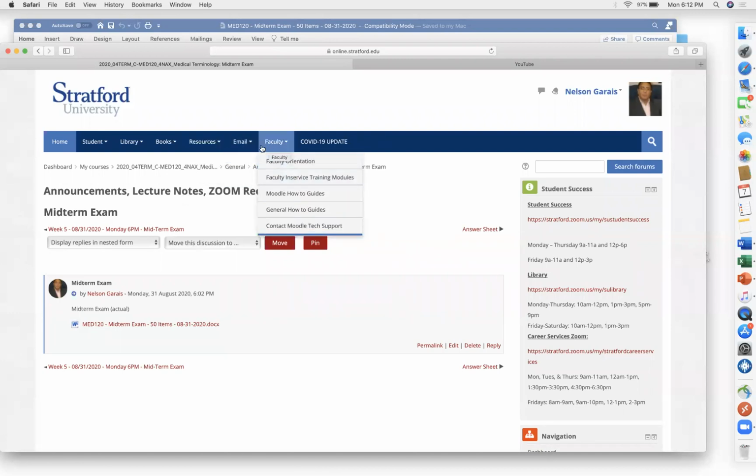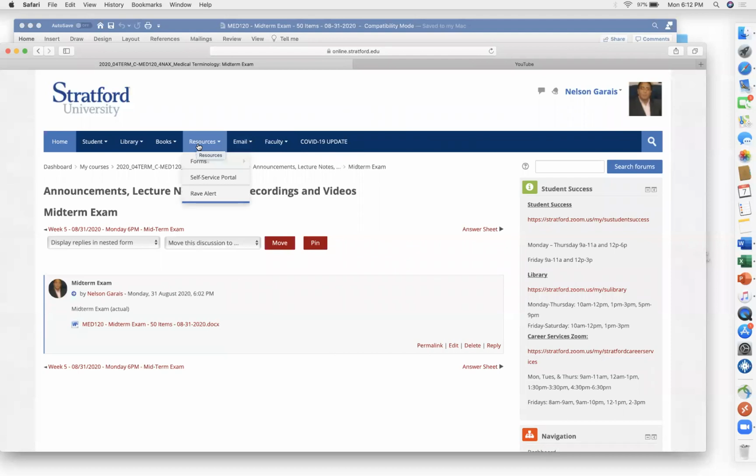And when you're here, where is it? Resources. You go up here. This is your Moodle. When you go into resources, click on self-service portal. Utilize the same credentials that you did to get into your Moodle, and you should be able to see your grades and also other things as well, like your transcripts and your academic plan.